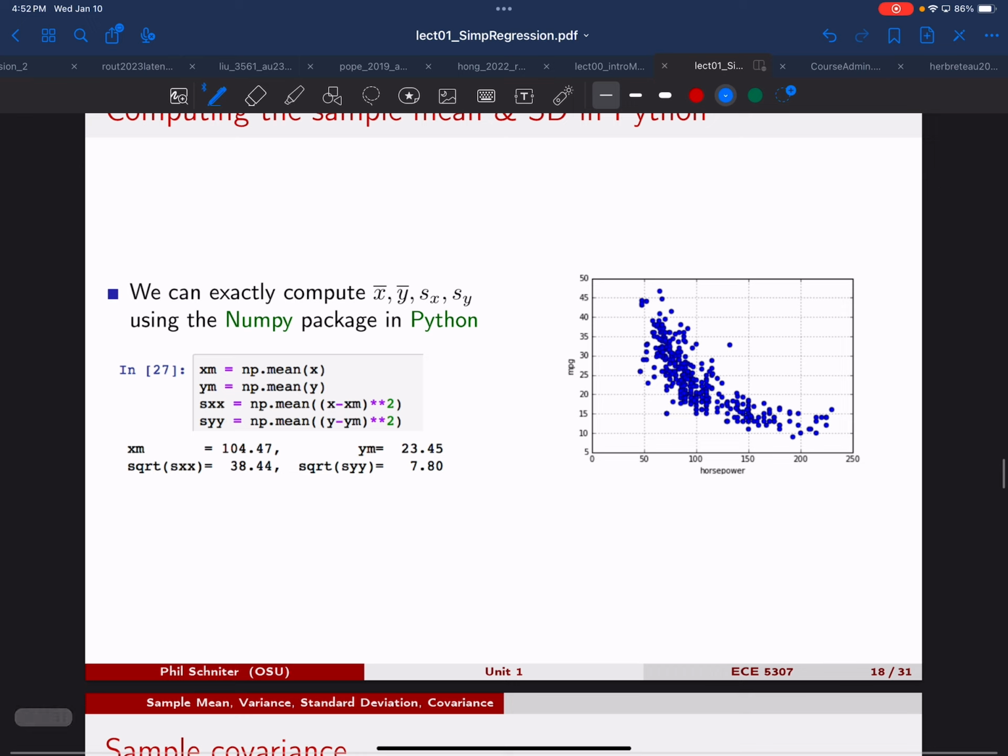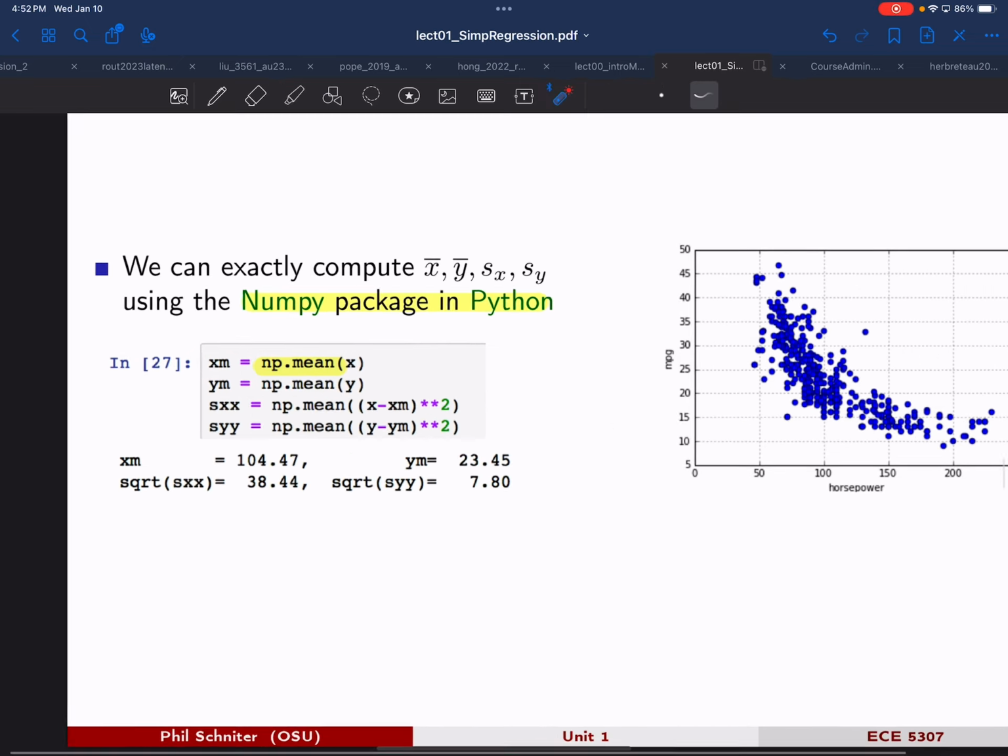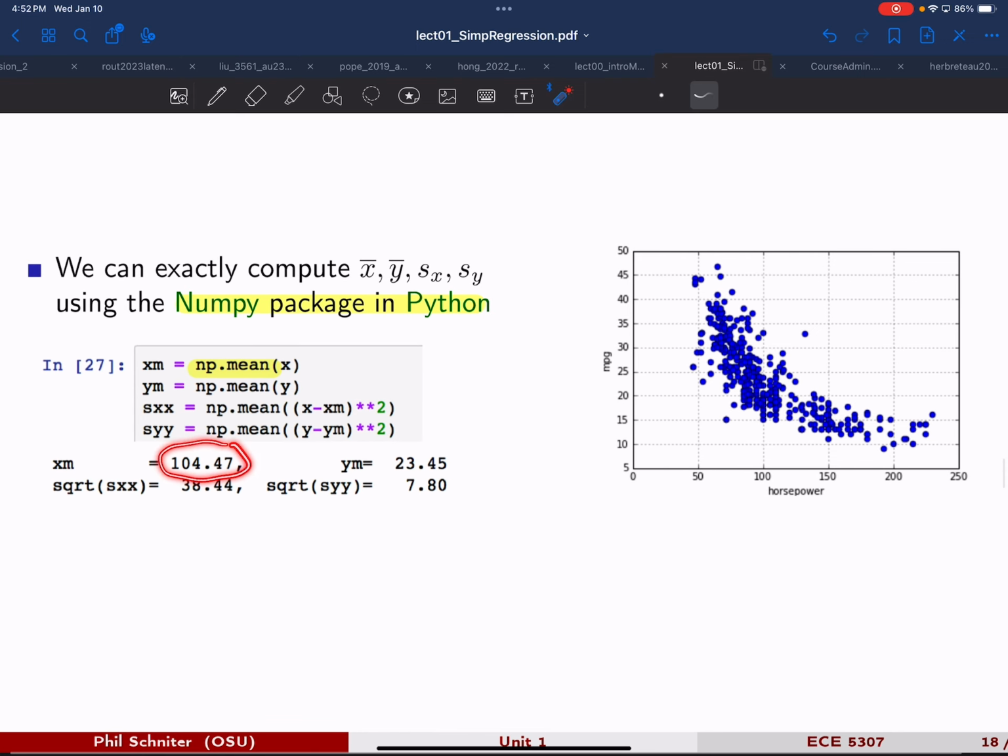Now we can do this using the NumPy package in Python. In particular, it has a mean function, so to access that you do np, because we abbreviated that package as np, so you do np.mean, apply that to x. We're going to assign that to xm, the variable, and when we look at the value, it's 104.47, which is not far from our guess of 105 or 100, I think it was. And we can do that also for y. The mean of y is 23, which is around here.